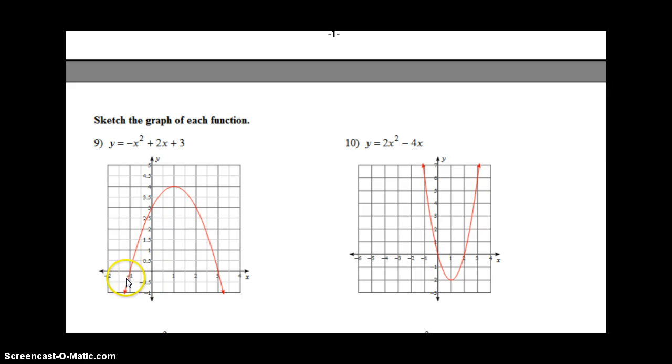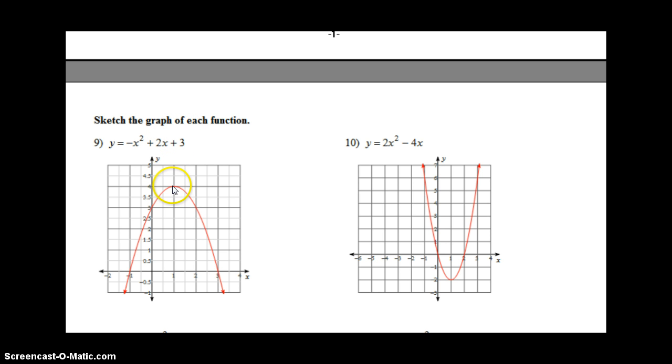Here they are. For number 9, you should get x-intercepts at -1 and 3. Remember, that's when you set this equal to 0. Okay, so negative x squared plus 2x plus 3 equals 0. Factor and solve, you get your x-intercepts. The y-intercept is 3. That's just the c term here, plus 3.